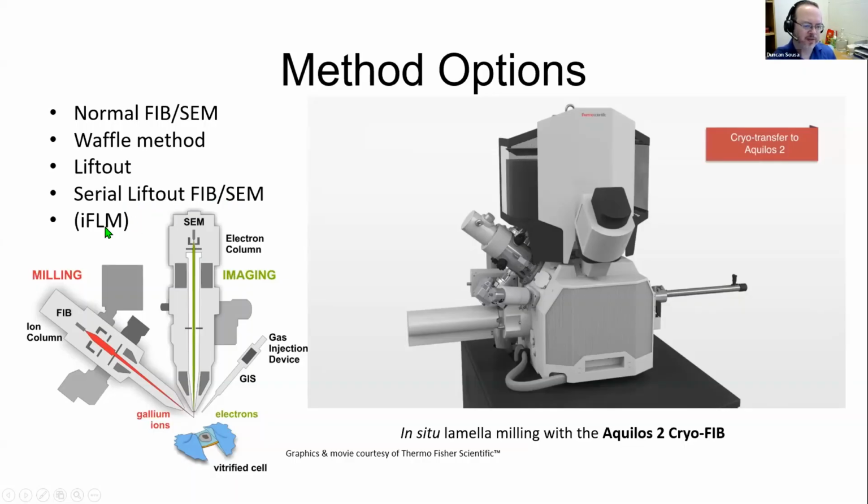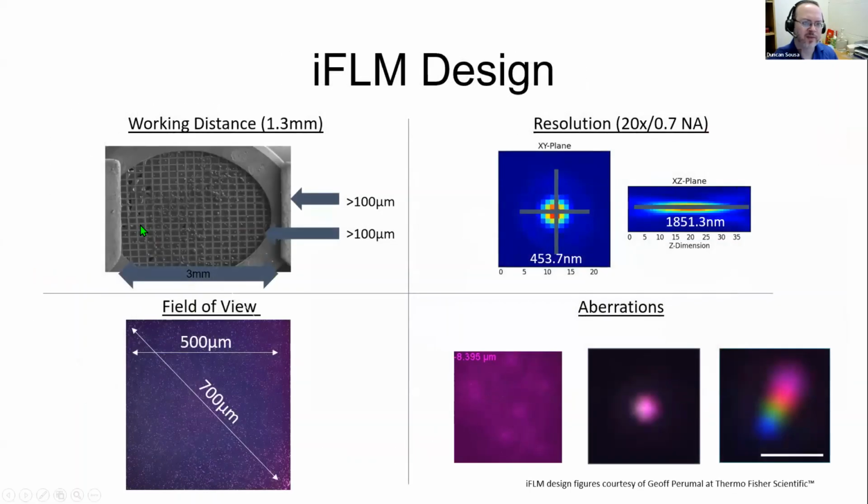And then there's IFLM. So you may be wondering, how do I find what I'm interested in? Well, we're going to use light microscopy. In the Aquilos, it's called the IFLM. There is a system called Meteor, but basically you don't look at CLEM images. So I'll just chat briefly about the IFLM design because it will be important for discussing the method and the reason for using the methods for rapid lift out.